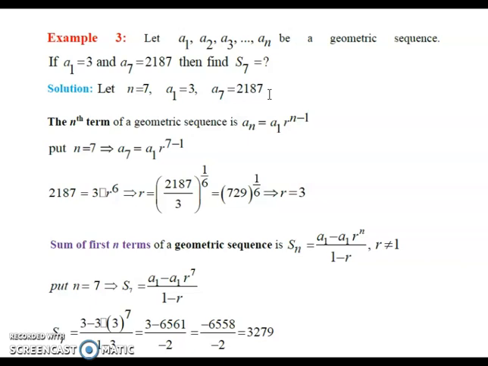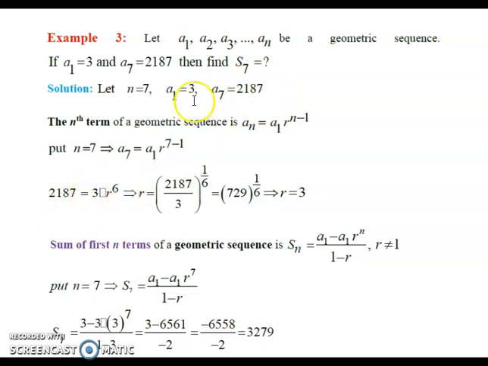To find the sum of the first n terms of a geometric sequence, we need the first term of the geometric sequence and the common ratio. In the problem, the first term of the geometric sequence is given. Now we can find the common ratio by using the nth term of a geometric sequence. an is equal to a1 multiplied by r power n minus 1. Put n equal to 7. a7 is equal to a1 r power 7 minus 1. Given a7 value.